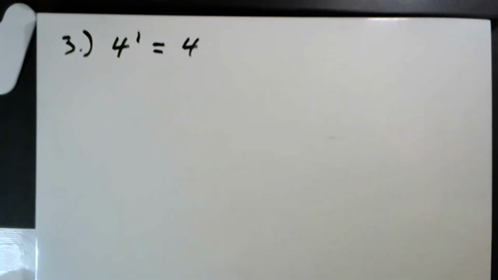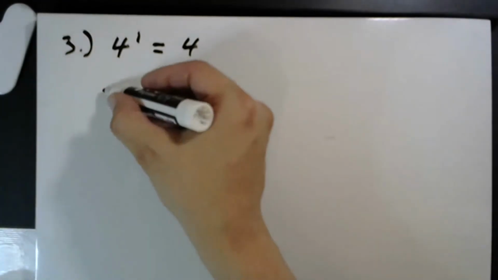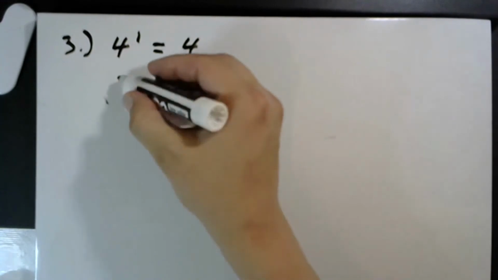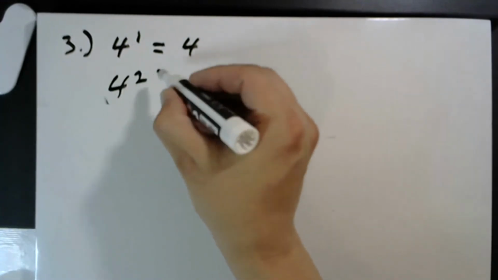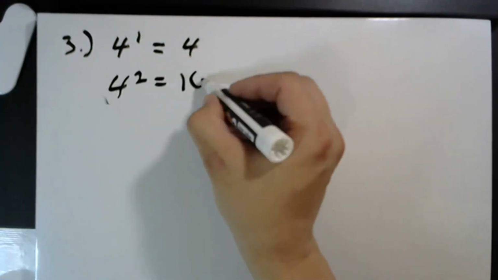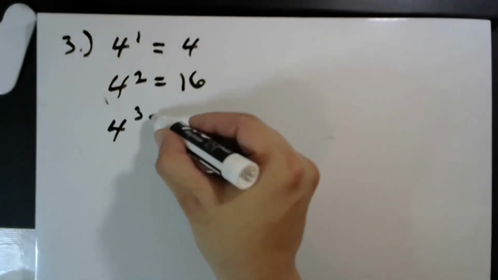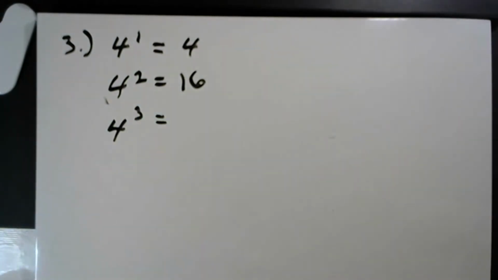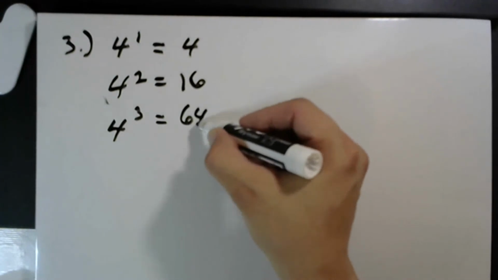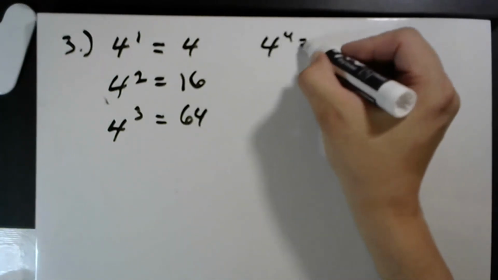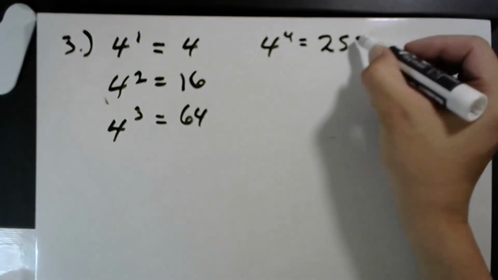Well, that's going to be 4. Let's go 4 to the 2. It's going to be 16. 4 to the 3, 64. Let's go 4 to the 4, and it's going to be 256.